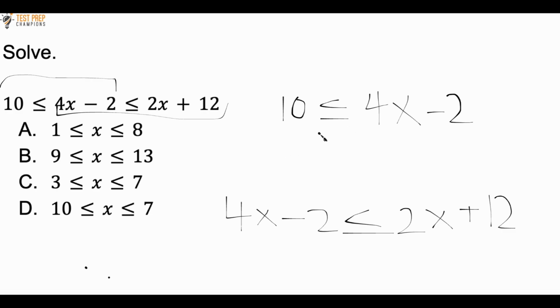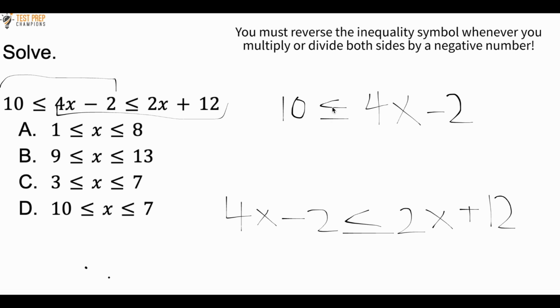When I look at the 10 is less than or equal to 4x minus 2 here, this less than or equal to sign, I really treat this problem just like I would if we had an equals sign here. Now, the only catch here is that with inequality questions, you have to reverse the inequality symbol whenever you multiply or divide both sides by a negative number. And I'll say that again because it's very important. So you must reverse the inequality symbol whenever you multiply or divide both sides by a negative number.